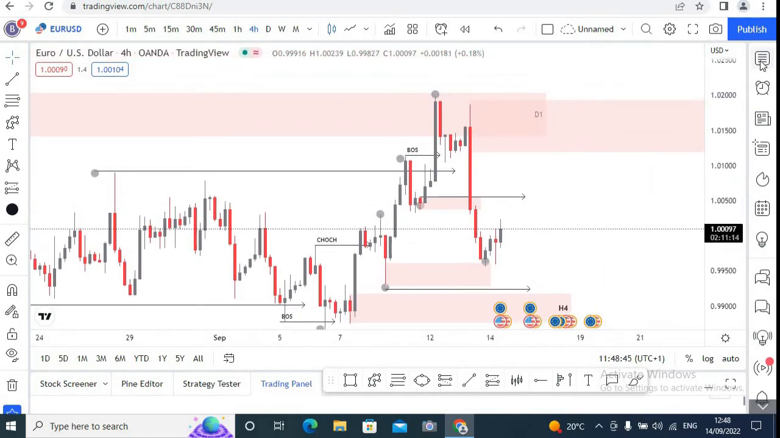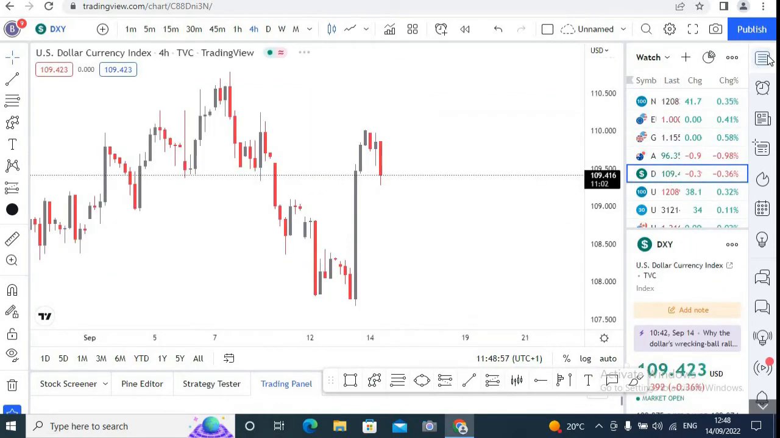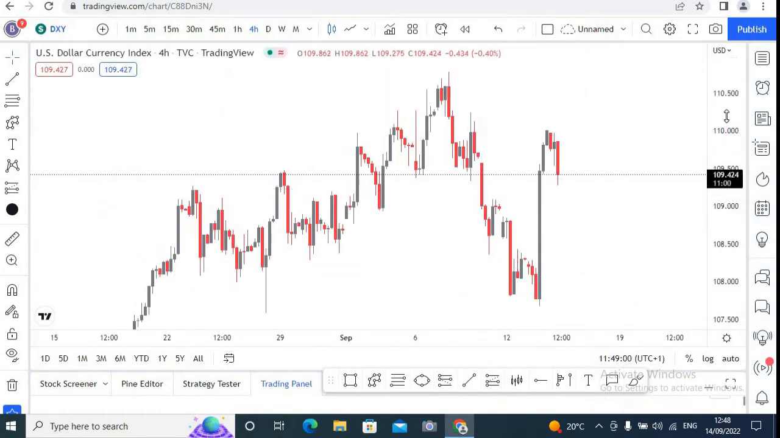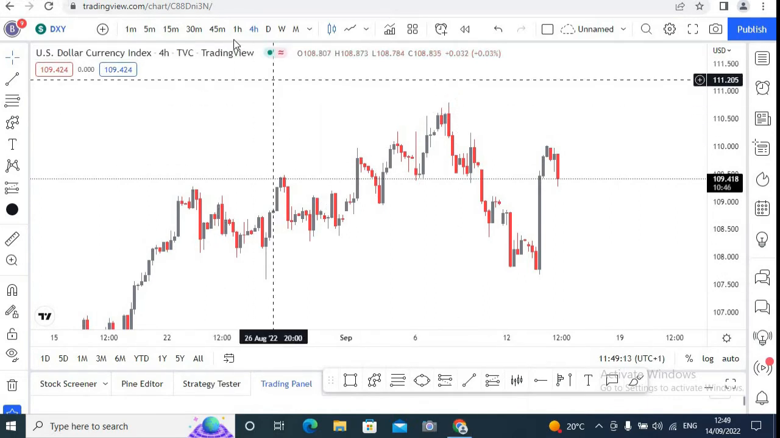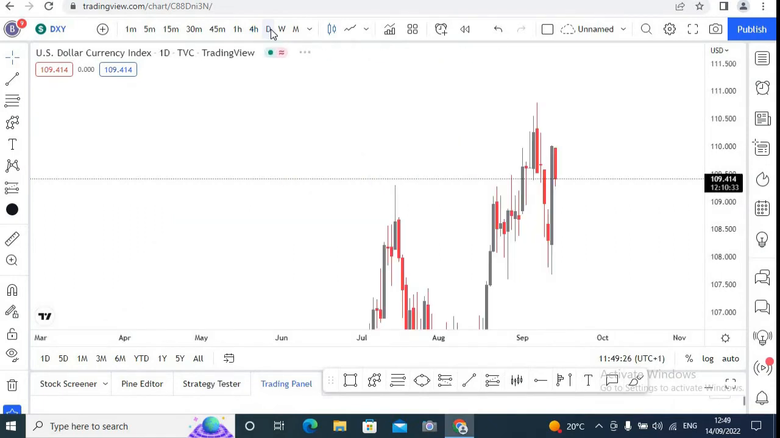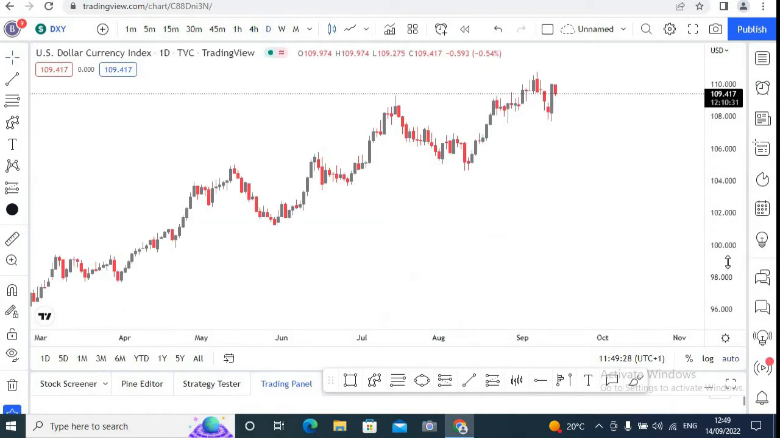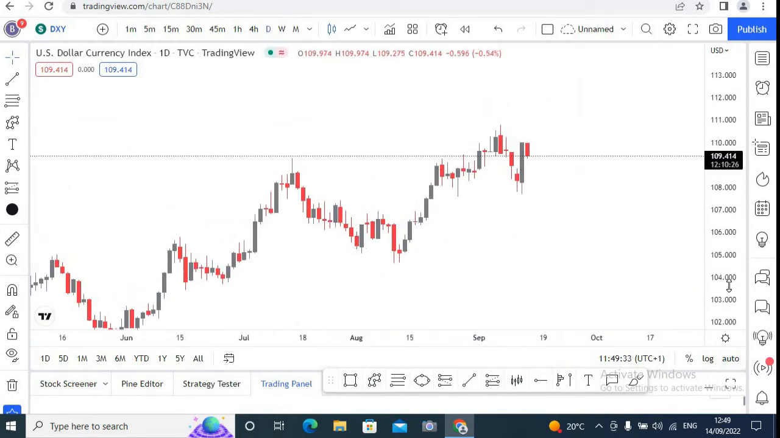So now what you have to do to have a clear daily bias, you have to go to DXY. Now if you go on DXY, you look for similar things. So you go in your daily time frame, and once you are in your daily time frame, you look for similar things, guys. It's still the same.